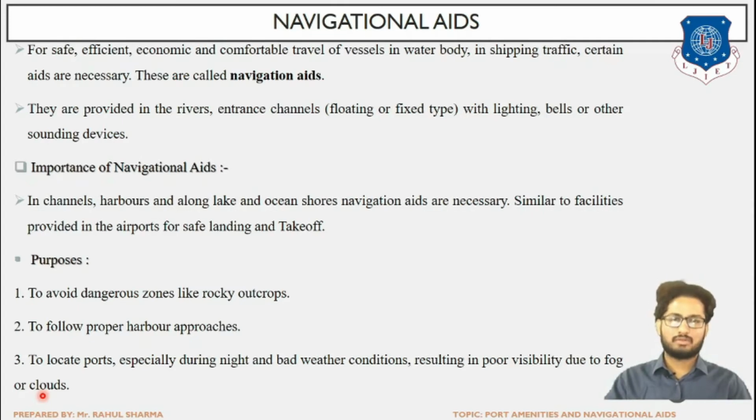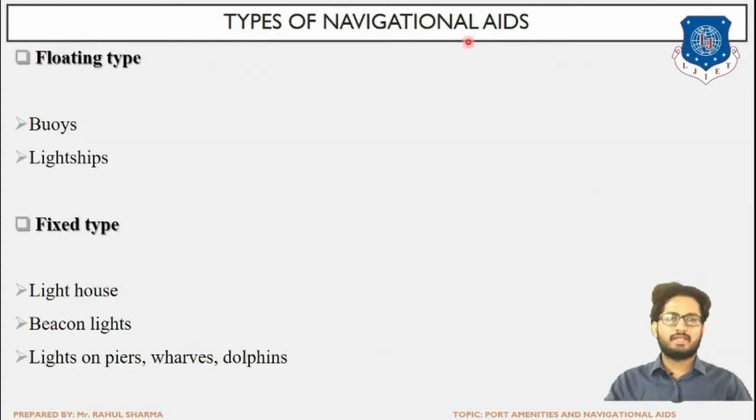Next are types of navigational aids. Now basically they are classified into two types, that is the floating type and the fixed type. Fixed type navigational aids are those which are on the land, and floating type are those which are floating in the water body. So fixed type includes lighthouse, beacon lights and lights on marine terminal facilities, that is piers or wharves or dolphins. And floating includes buoys and light ships. So we will be studying each and every type of navigational aid in detail in the upcoming slides.